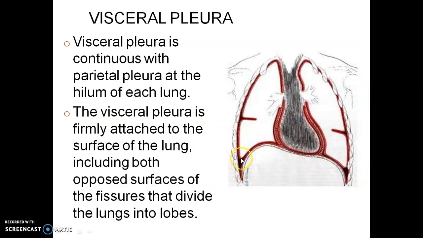Visceral pleura, the innermost layer, we call the visceral pleura. Here the schematic picture shows the red colored structure, which we call the visceral pleura. It is completely adherent with the lung parenchyma, and it extends deep into the fissures, so that it divides the lung into lobes.